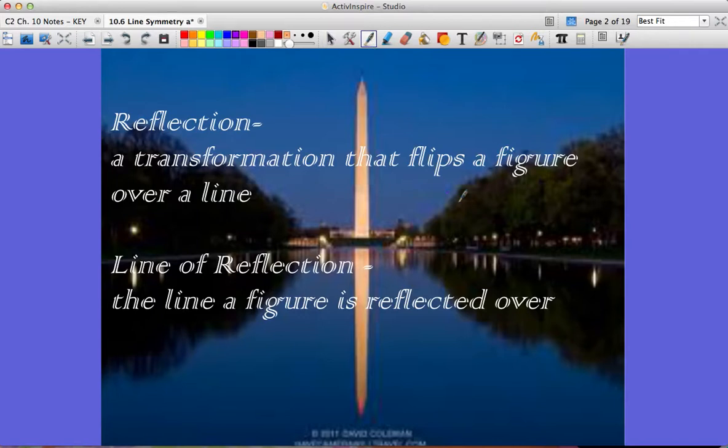So if you were to do an example in your notes, you could draw a square and then a square, and you could put reflection. And then do this same thing in your notes for line of reflection, and then point to the line. This is your line of reflection.